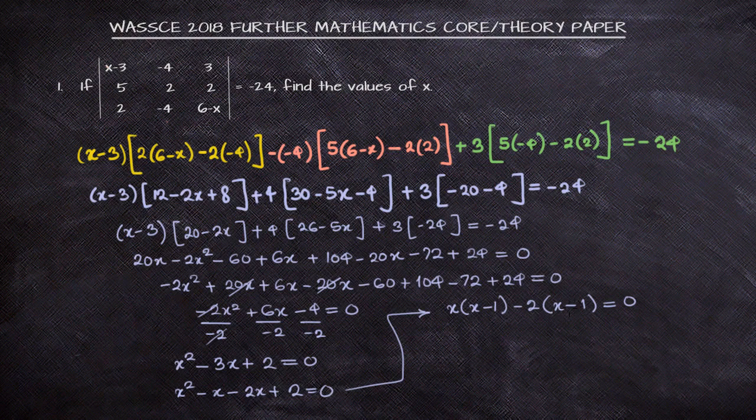And with this, we can bring in our factors. That will be x minus 2 into x minus 1 is equal to 0, such that x is equal to 2 or x is equal to 1. And that is what we are asked to find in our question. And that is all about question number 1 in our further math question.